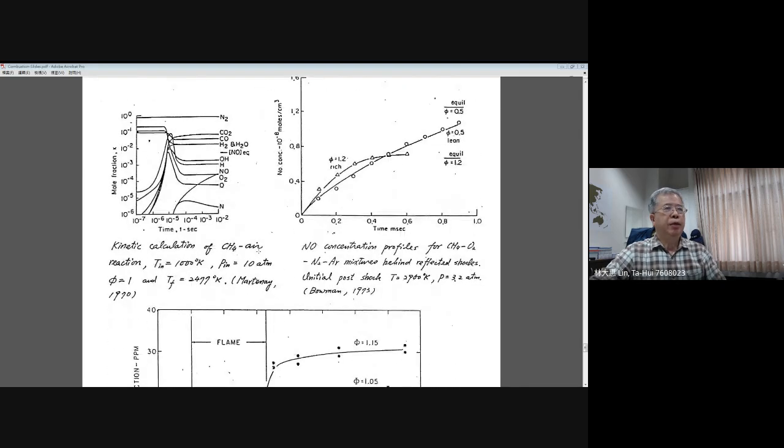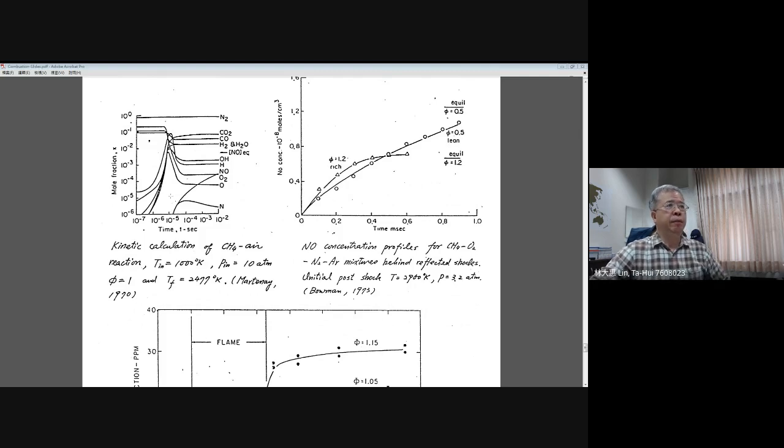Now this is some calculation compared with the experiment. The upper left figure shows the kinetic calculation for methane-air reactions. Along the horizontal axis is the calculation time, and there are different mole fractions for different species. From this figure, based on the time scale, you can estimate the flame position for this premixed flame sits around 10 to the power of minus 5.